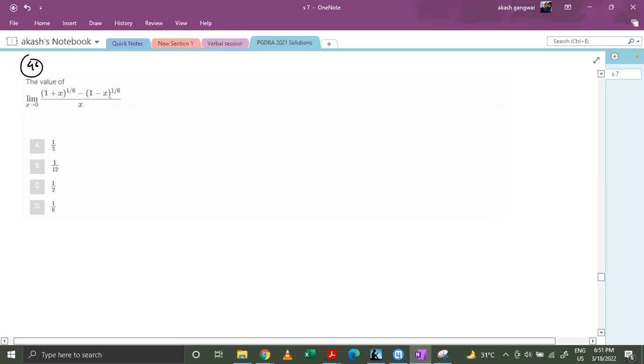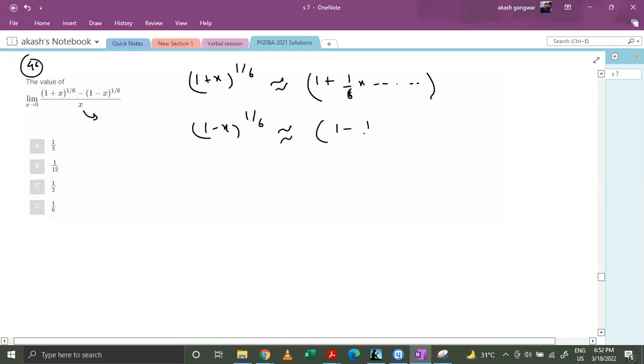So let's look at the binomial expansion first. So (1 plus x) raised to the power 1 by 6 can be approximately written as 1 plus 1 by 6x, and there will be other terms of higher degree, but we are not writing those because we just have x in the denominator. Similarly, (1 minus x) raised to the power 1 by 6 can be written as 1 minus 1 by 6x and other terms of higher degree.